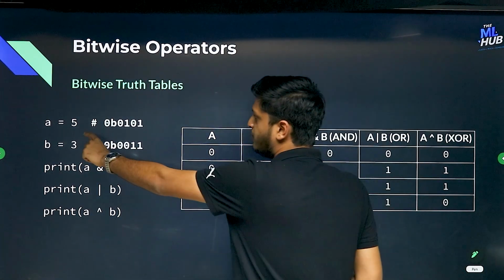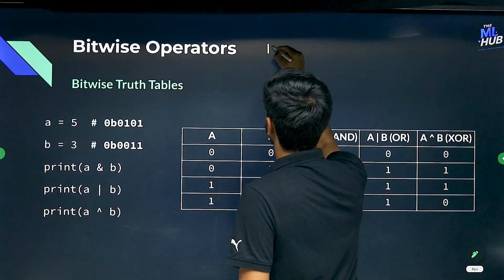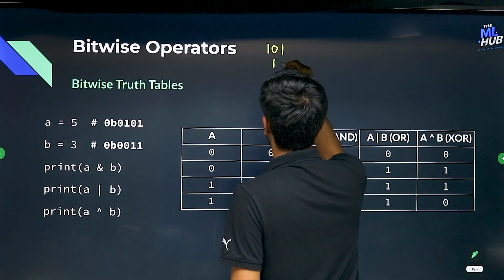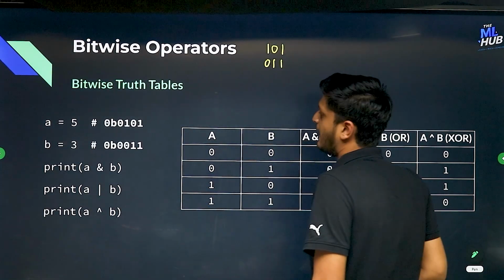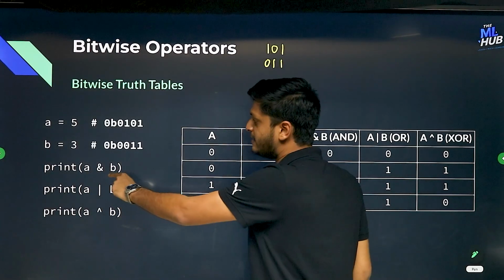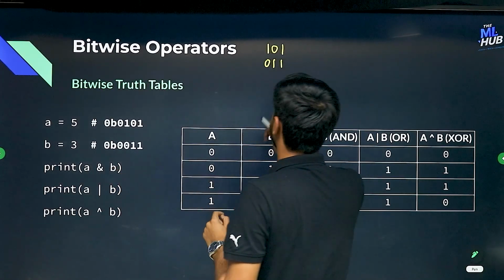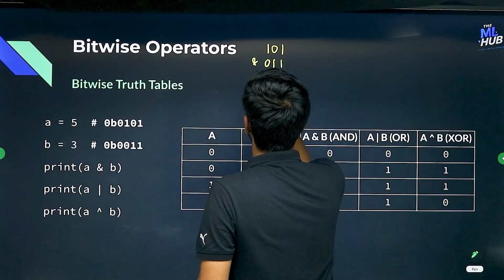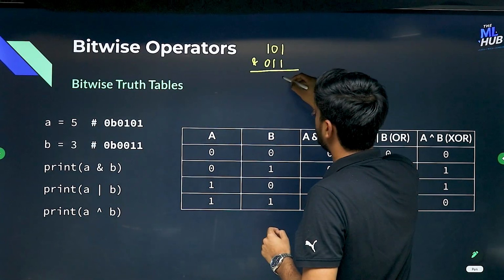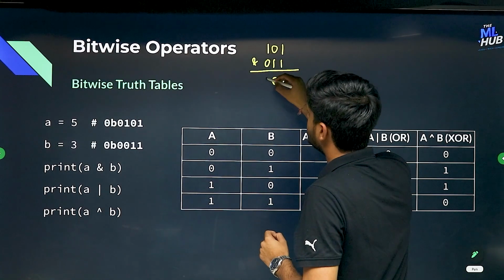So first we have two numbers, A is 5 and B is 3. 5 is what? 5 is 101. And 3 is what? 11. So you can add a 0 in the front. And here we are trying to calculate A AND B. This AND is a bitwise operator. So when you are performing an AND between two, bit by bit, every bit AND will be done. So 1 and 1 is 1, 0 and 1 is 0, and 0 and 1 is 0.